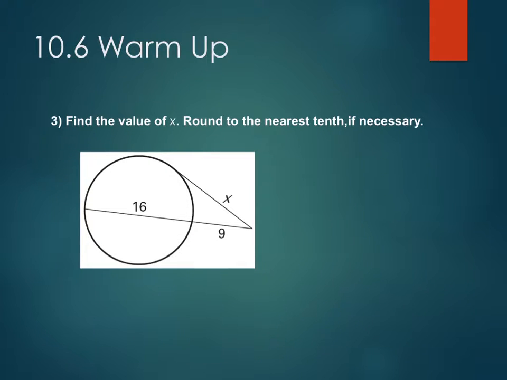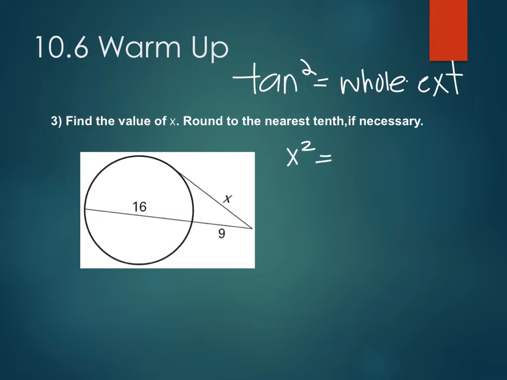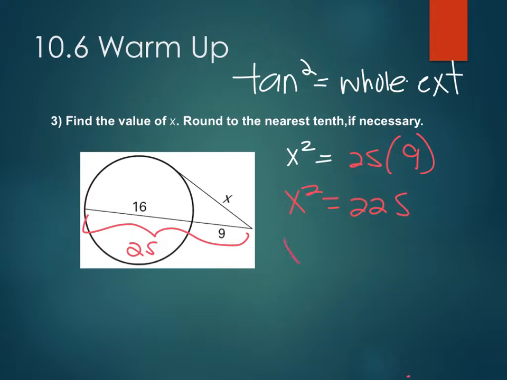All right, 3. This is what? What kind of segments? This would be a tangent and a secant. So this is where we would say that the tangent squared equals the whole secant segment times the external part of this secant segment. Or x squared, which is the tangent, would equal the whole. So what's the whole length of the secant? 25 times the external part, which is 9. 25 times 9 is 225. And then the square root.